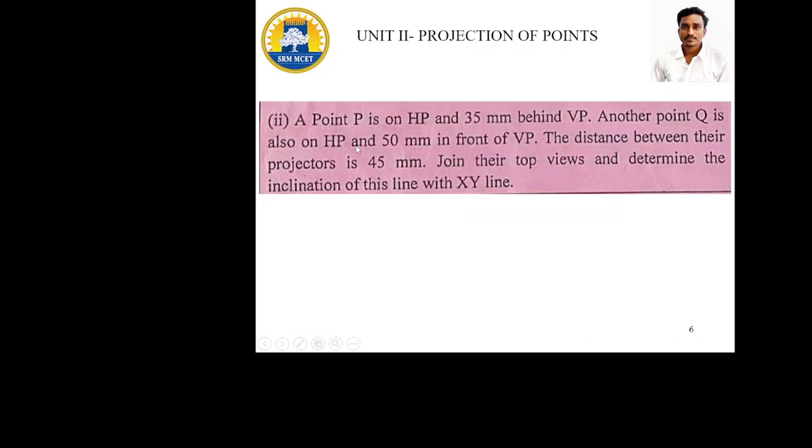A point P is on HP and 30 mm behind VP. Another point Q is also on HP and 50 mm in front of VP. The distance between their projectors is 45 mm. Join the top views and determine the inclination of this line with the XY line.